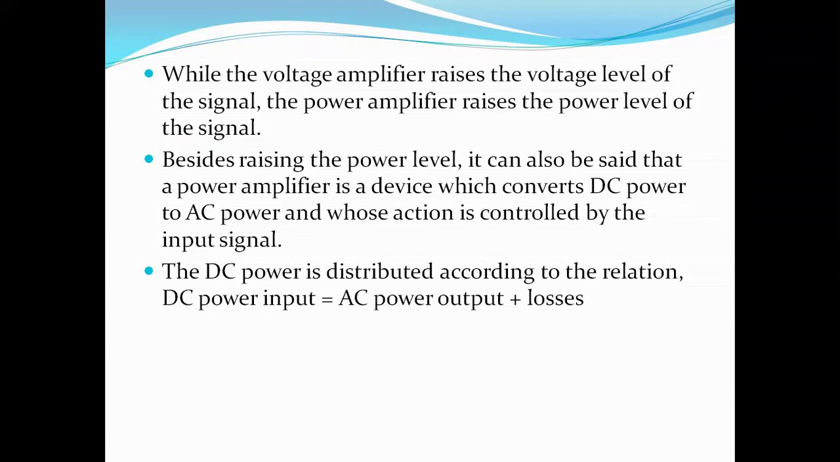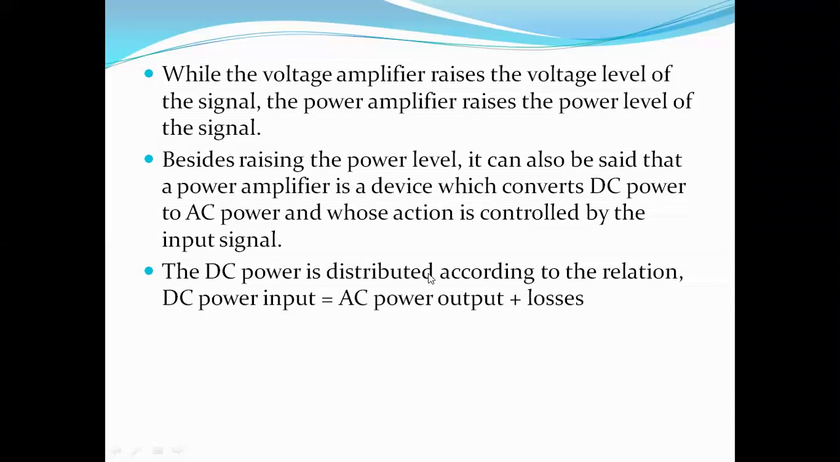In addition to that operation, the power amplifier also converts the DC power into AC power. So the DC power which we are applying is also represented as AC power output plus losses. So this is the DC power input. That is, we are applying some DC power that is converted into some AC power by the use of power amplifier, and also we have some losses.